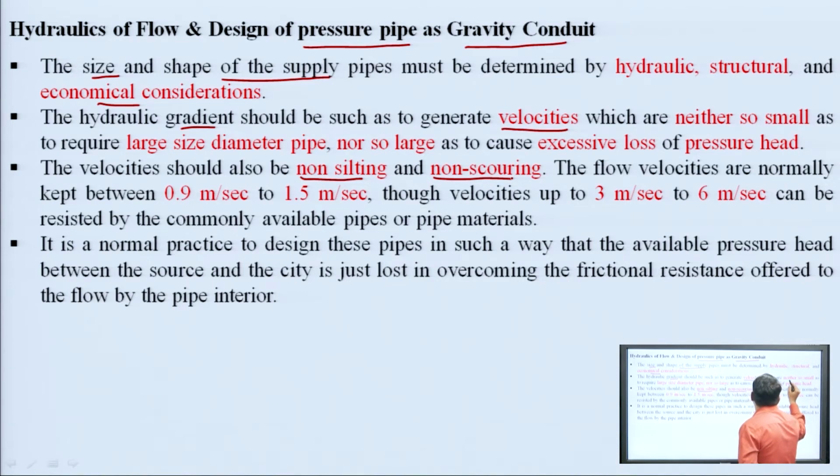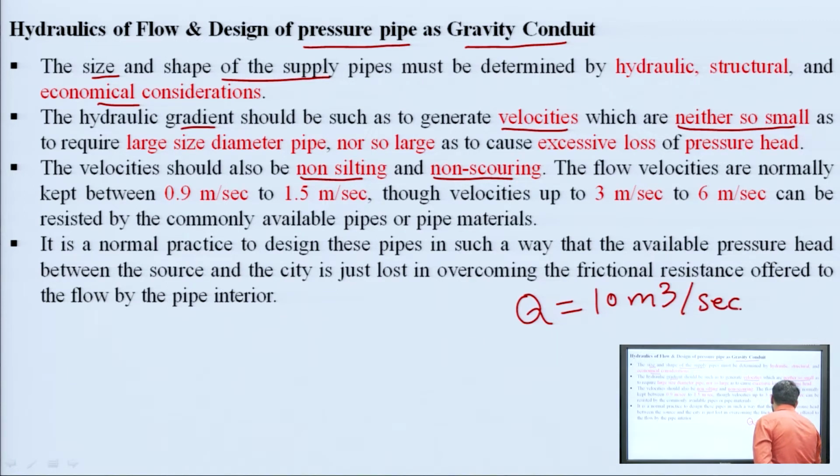For velocity so small, what will be the result? If velocity is so small, then in order to fulfill the required amount of discharge, what will we do? Let us take an example. If we have to supply that amount of discharge per second, there are two options. First, we can take velocity very low or we can take velocity very high.